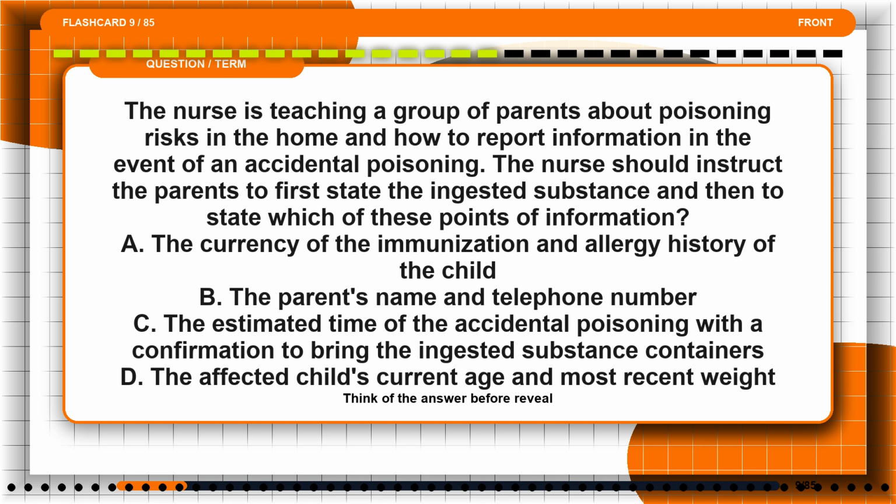A. The currency of the immunization and allergy history of the child. B. The parent's name and telephone number. C. The estimated time of the accidental poisoning with a confirmation to bring the ingested substance containers. D. The affected child's current age and most recent weight. Think of the answer before the reveal.